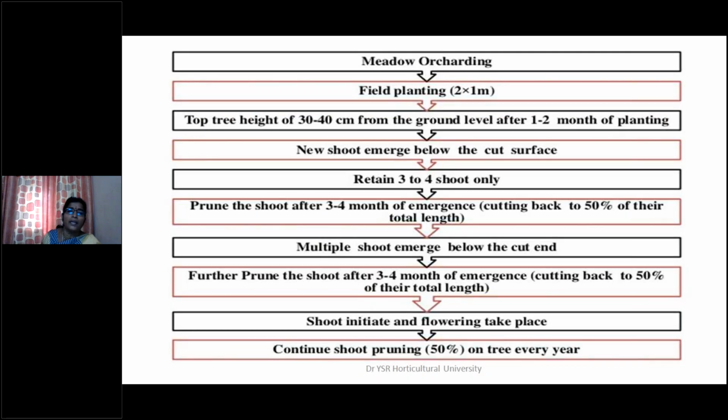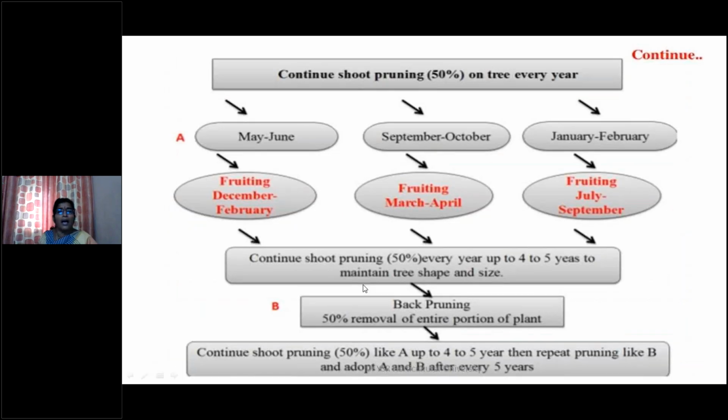So same thing here, the difference is the main stem height should be maintained at 30 to 40 centimeters in ultra high density planting, whereas in high density planting, we are topping the plants at 60 to 70 centimeters height. Here we have to top the plant at 30 to 40 centimeters. And the remaining thing is the same: after third pruning, that is after pruning the secondary branches, the tertiary branches are allowed for flowering and fruiting.